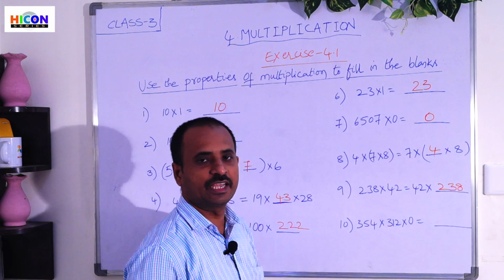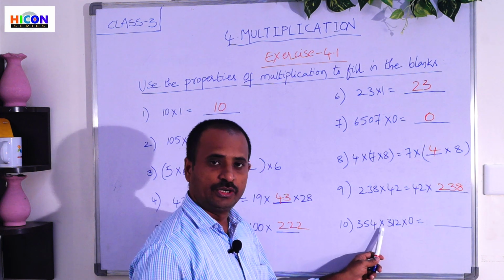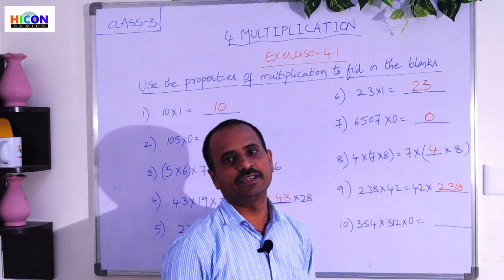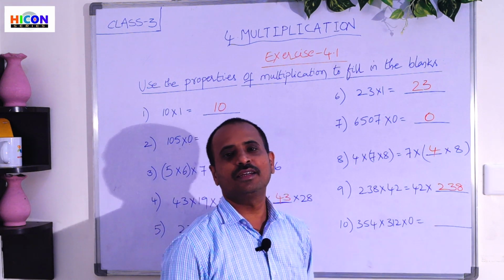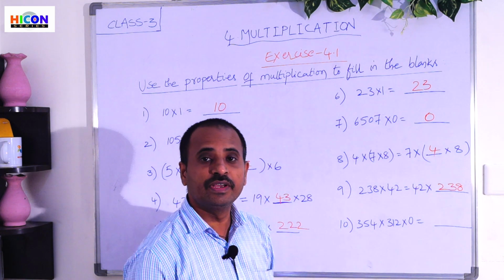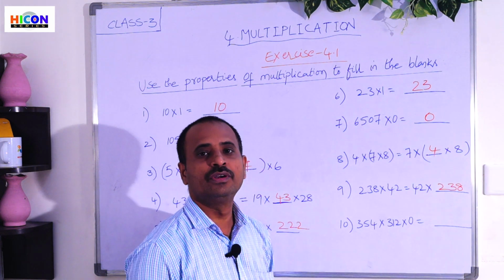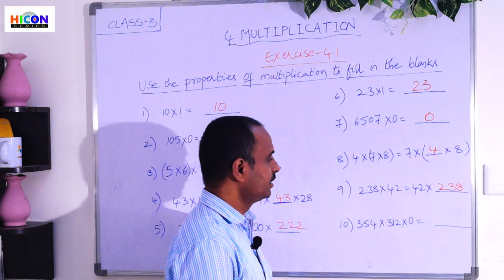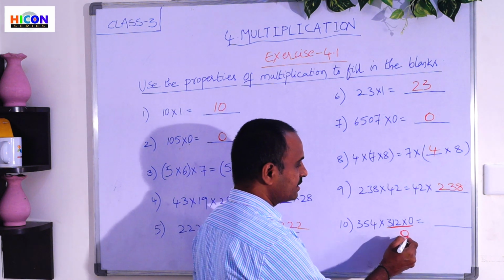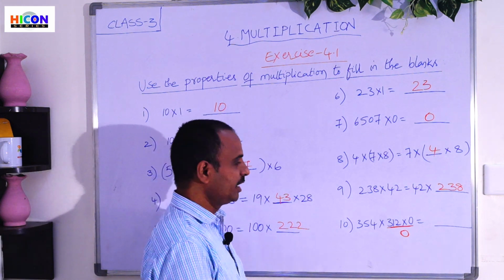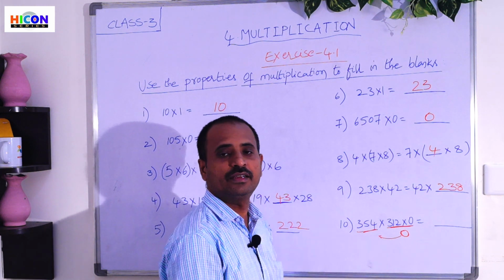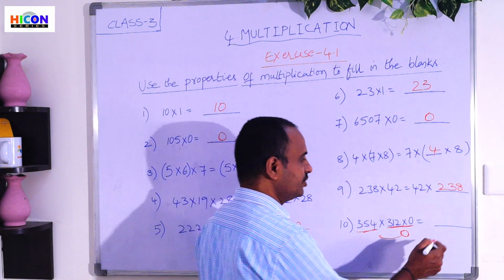Here 3 numbers are given, 354 into 312 into 0 is equal to dash. How much answer will we get, children? If we multiply any number with 0, what will we get? If we multiply any number with 0, again we will get 0. If we multiply 312 with 0, we will get 0 as the answer. And if we multiply this 354 with 0, again we will get 0. So the answer is 0.